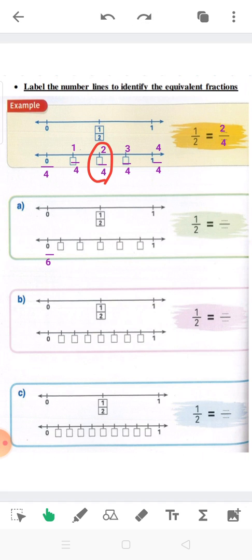So 0/6 and 1/6, 2/6, 3/6, 4/6, 5/6. Don't forget 1/6. So the equivalent fraction for a half, just below it, is 3 out of 6. So I'm gonna write 3/6. Okay? And these exercises, you can do by your own.